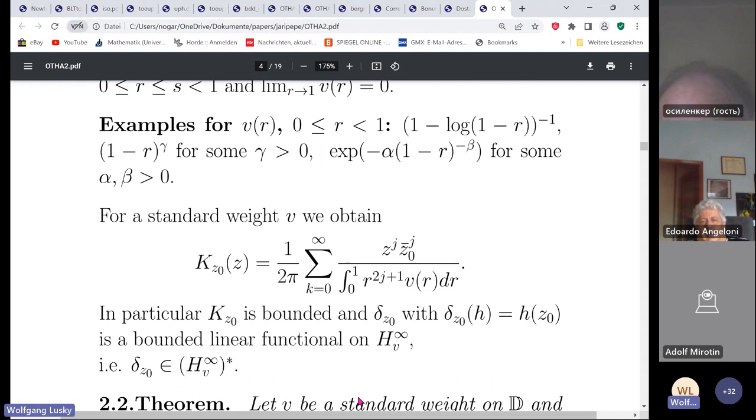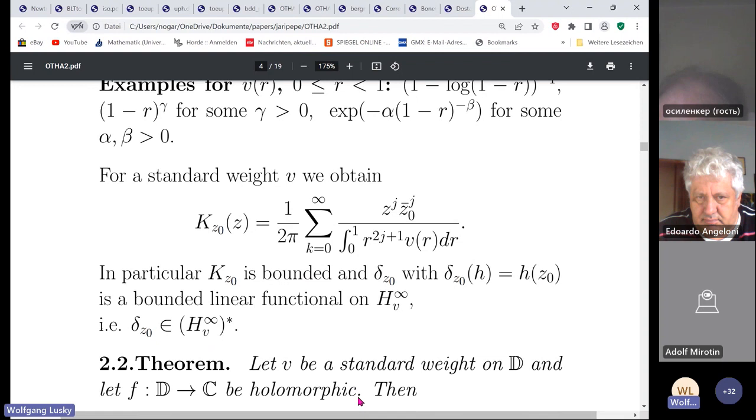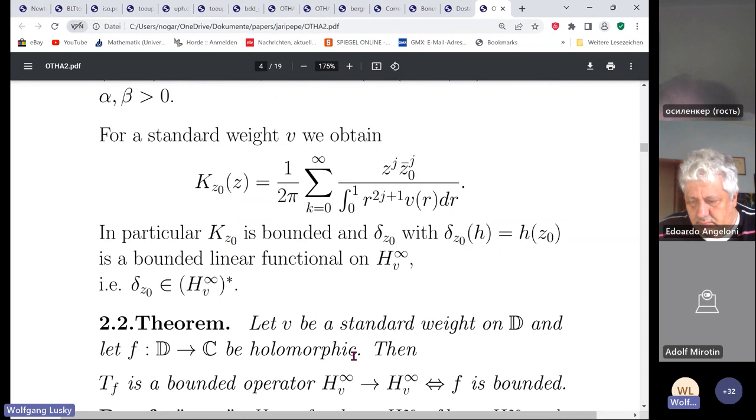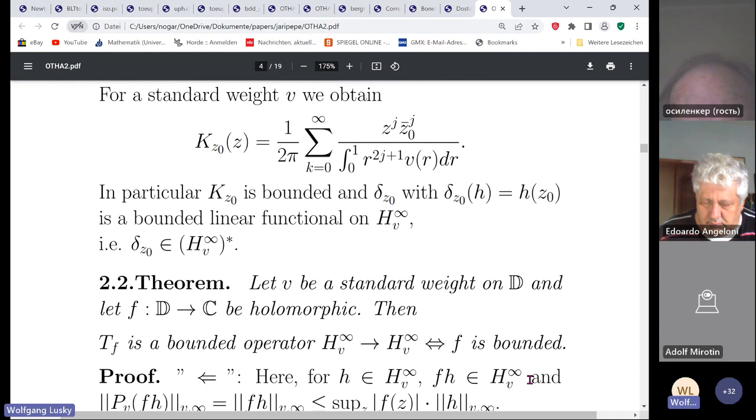Now, let me come up with the first boundedness conditions for Toeplitz operators with respect to the weighted supernorm. And this is just folklore, but it's worth being mentioned. Namely, this is the following. We consider a standard weight on D, and we consider a holomorphic symbol for the Toeplitz operator. Then we find that the Toeplitz operator makes sense and is a bounded operator from H infinity V to H infinity V if and only if f is bounded. And this is quite easy to prove. So let me just give the proof here.